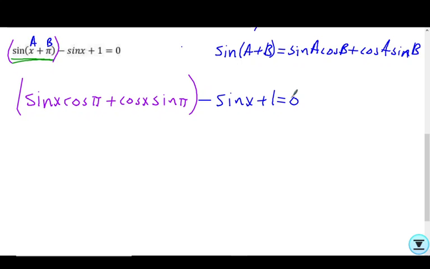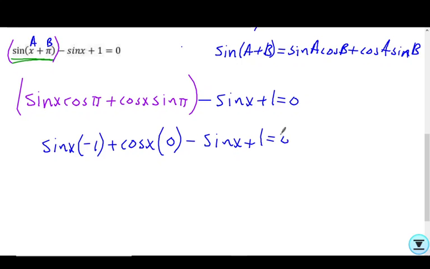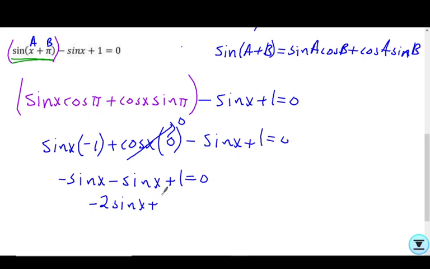Here I end up with sine x times cosine pi, which is negative 1, plus cosine x times sine of pi, which is 0, minus sine x plus 1 equals 0. Cosine x times 0 is 0. So I'm left with negative sine x minus sine x plus 1 equals 0. So using that identity, negative sine minus sine is negative 2 sine x plus 1 equals 0.